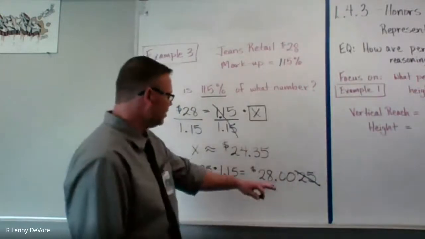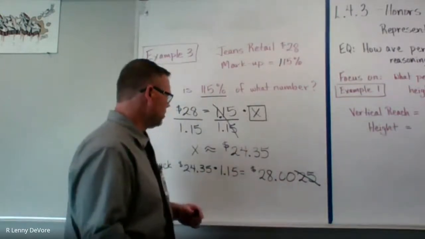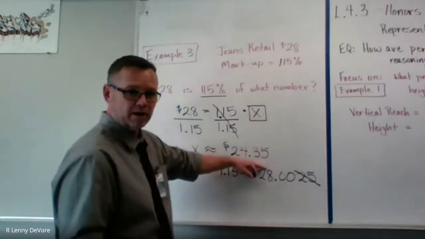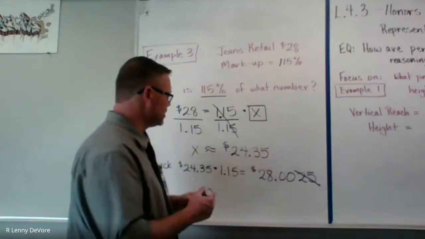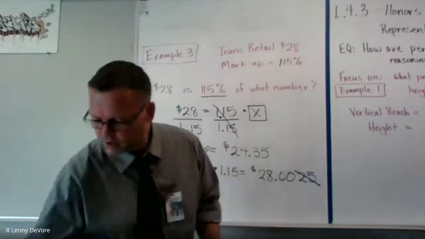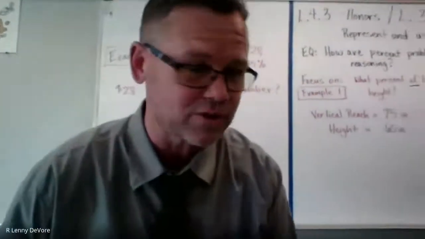But yeah, that's a little confusing there. And so I wanted you guys to see that it's going to be an approximation. Remember that you're talking about money, and so you want to make sure that you get that 24.35 rounded to the nearest cent. All right. Okay. So now, bonus question.